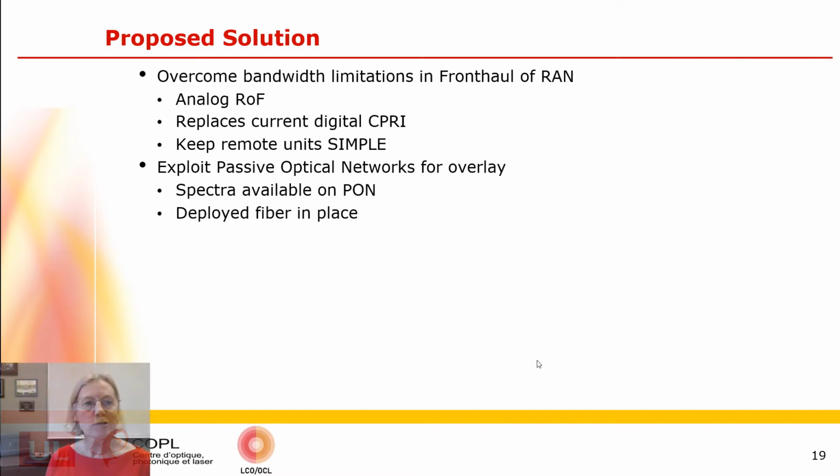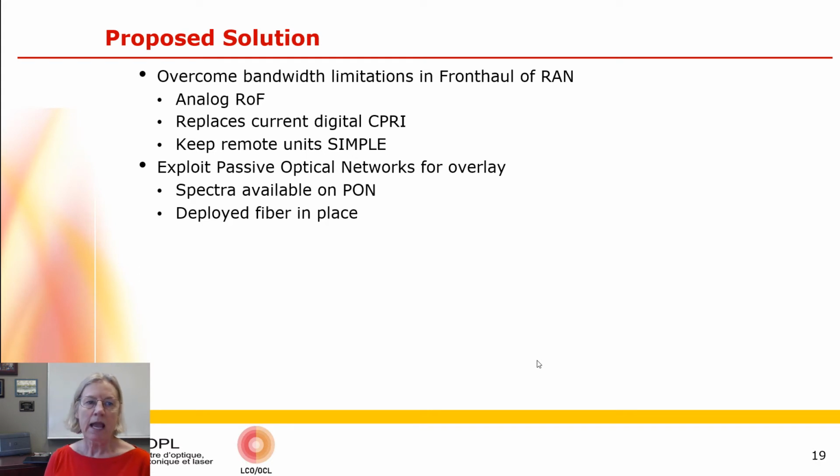So what is our proposed solution? Well, we're going to overcome bandwidth limitations in the front haul by using analog radio over fiber, or ROF. This is to replace the common wisdom, which uses digital CPRI, or the Common Public Radio Interface. So instead of converting our RF signals to digital, having them require much more bandwidth, we keep analog radio over fiber, which keeps the remote units very simple, maybe even simpler than the CPRI solution, but at least no more complex.